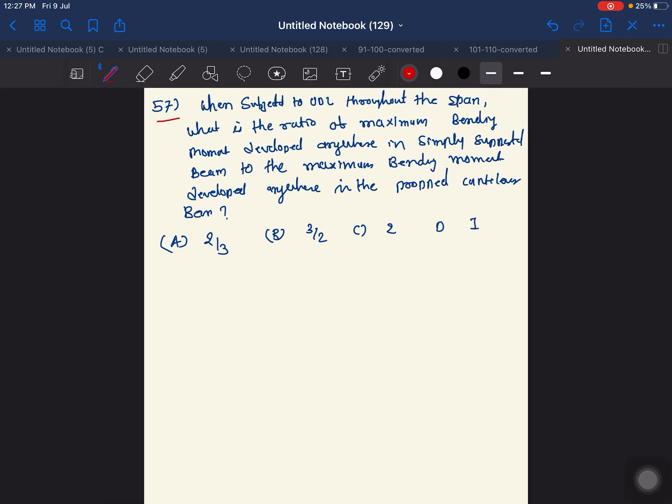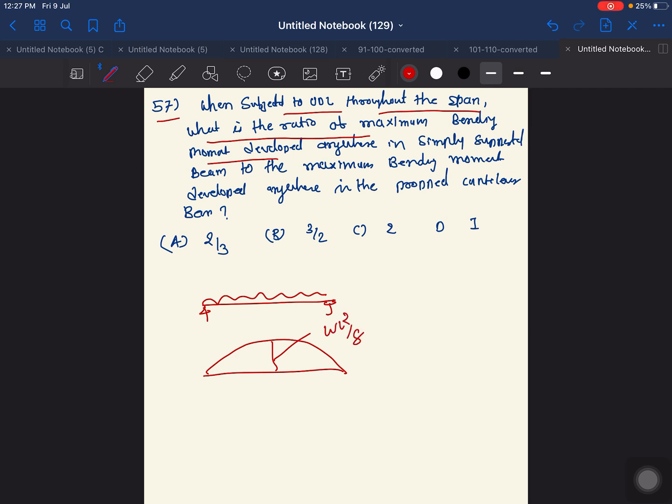Let's solve another example. When subjected to UDL throughout the span, what is the ratio of maximum bending moment developed anywhere in the simply supported beam? Let's understand the question. A simply supported beam is given with UDL. Let's draw the bending moment diagram, and the value of maximum bending moment, that you know, is WL square by 8. Then we have to find the ratio of maximum bending moment of the simply supported beam having UDL to the maximum bending moment developed anywhere in the second case, a propped cantilever beam. This one is your propped cantilever beam and UDL is there. The bending moment diagram of the propped cantilever beam looks like this, and the bending moment diagram of the simply supported beam having the UDL is this.